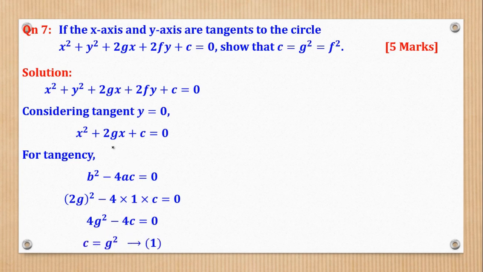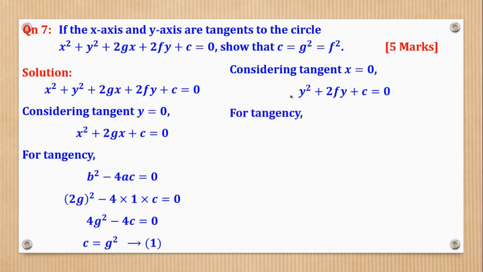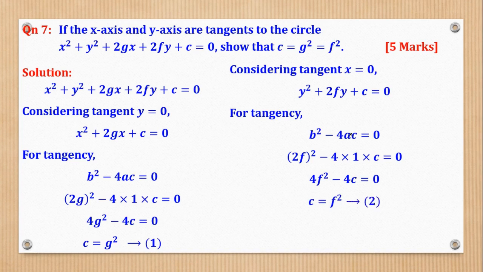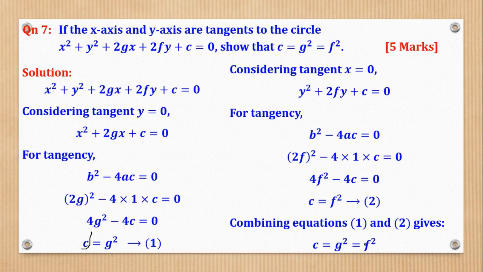That is equation 1. What about for the other tangent, which is x equal to 0? Substitute where there is x, put 0. Then do the same for tangency, b squared minus 4ac is equal to 0. Substitute for b, a, and c. Simplify and come up with equation 2. So I have two equations and all are equal to c. Therefore, c is equal to g squared and is equal to f squared, and that's what they wanted.